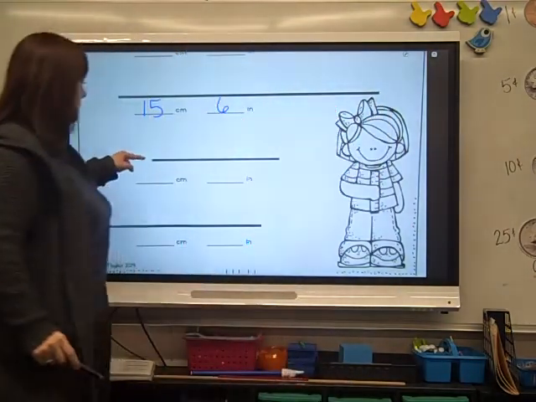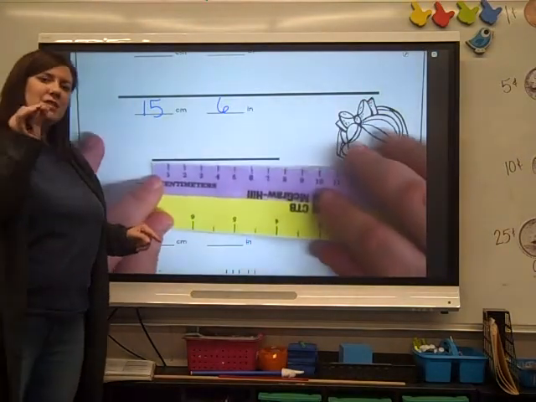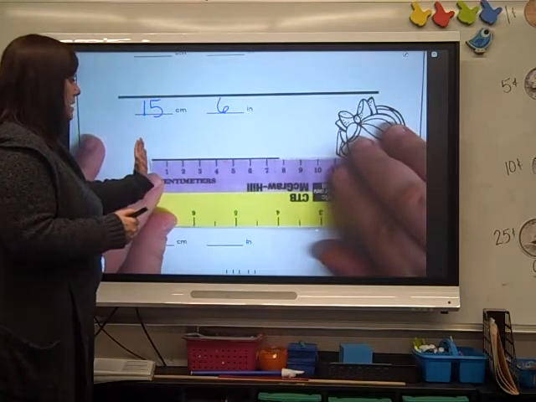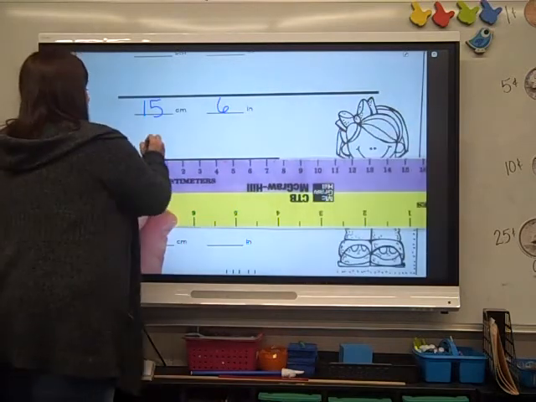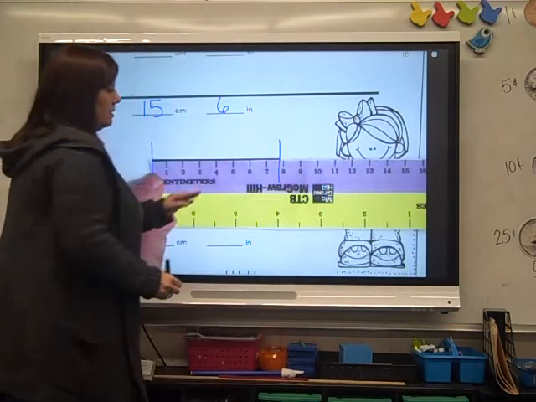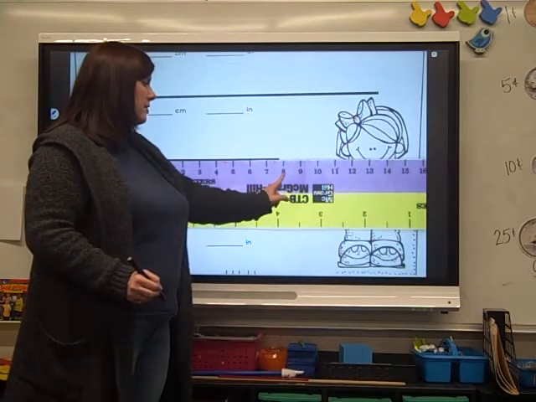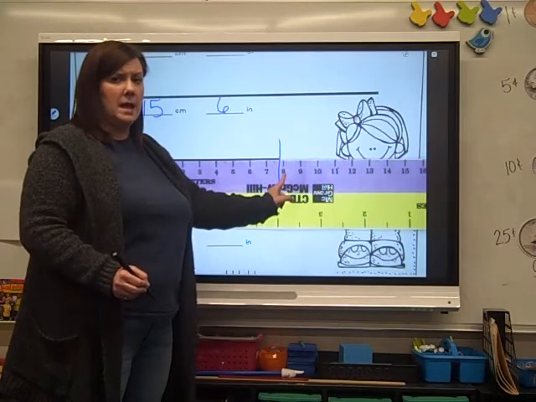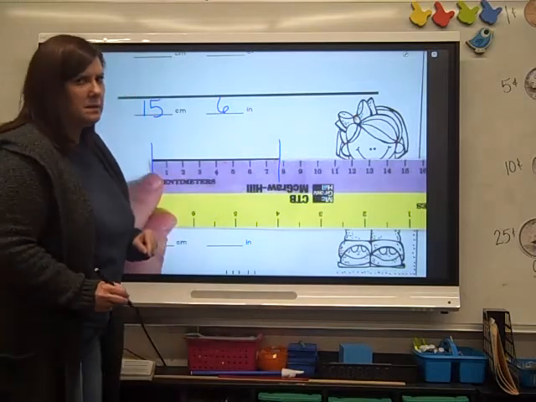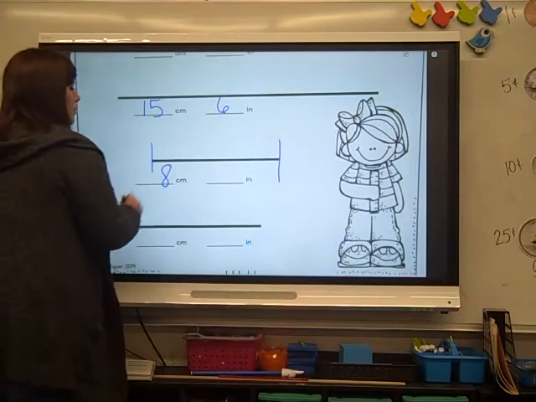Ready? Let's do this one right here. We're going to do centimeters. That's the darker side of your ruler, okay? Again, line it up here, and it ends right here. Now, what's it closer to? Look, I think it looks like it's closer to the 8. What do you guys think? I think so. So it's going to be 8 centimeters long. Ready? So put an 8 in your blank.